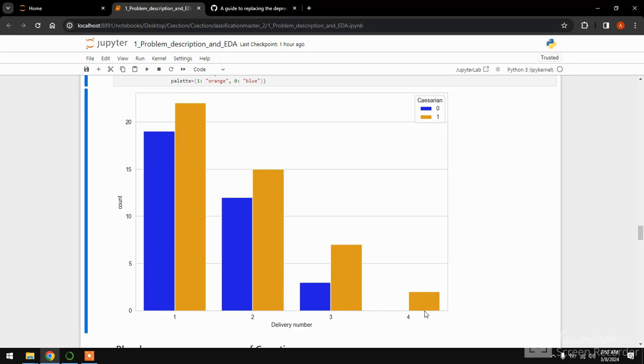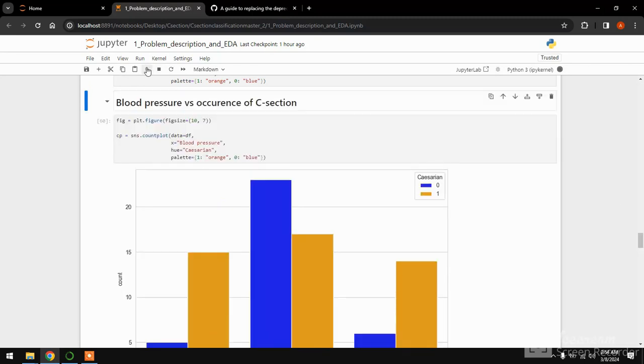So there is a very minimum chance that a person delivering for the fourth baby could deliver through normal birth, according to the data set. That's what is important, according to the data set.